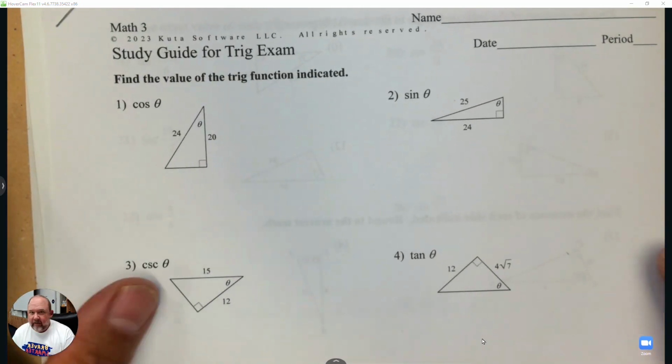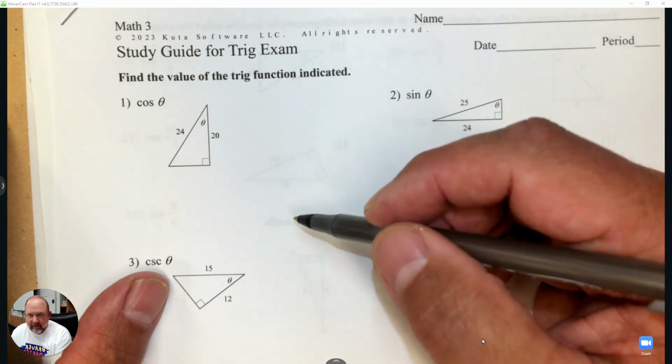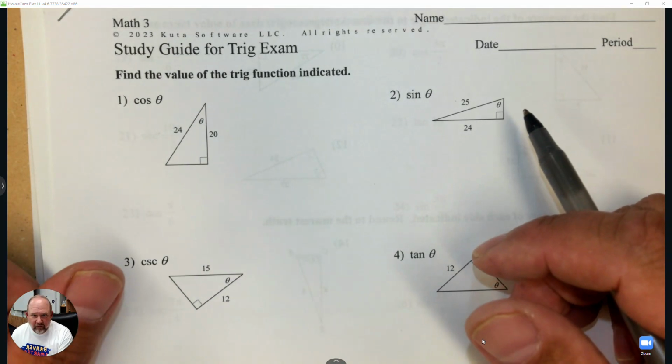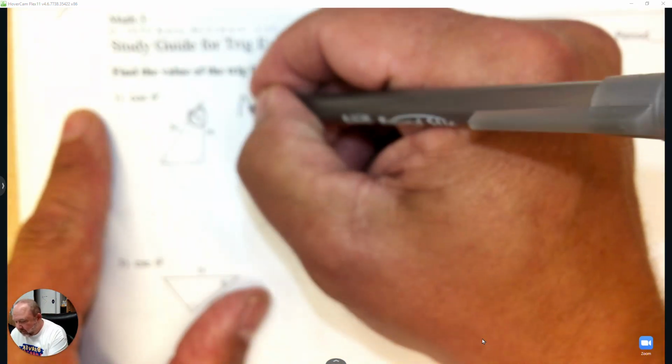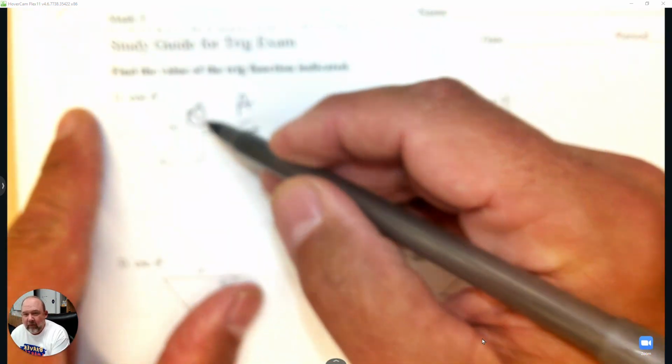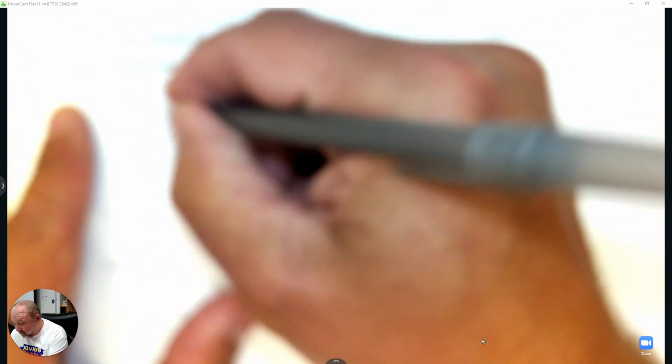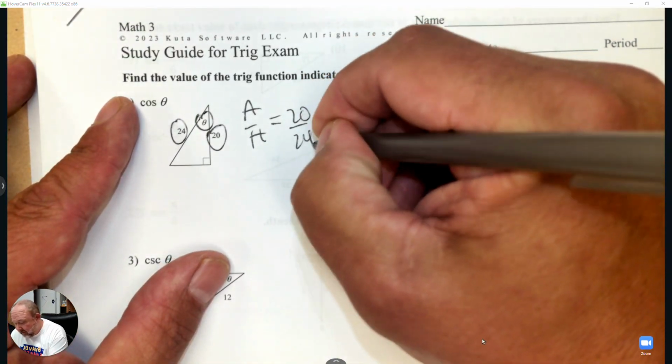All right, here's your study guide for your trig exam. Step one is, can you do just the ratios, right? So for cosine, circle the angle. The definition of cosine we need to know to begin with. So I'm looking for what side is adjacent and the hypotenuse. It's right there. So the answer is 20 over 24.